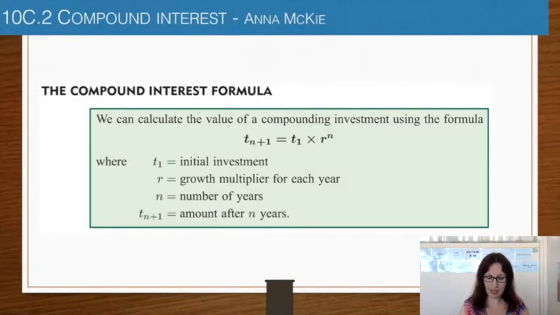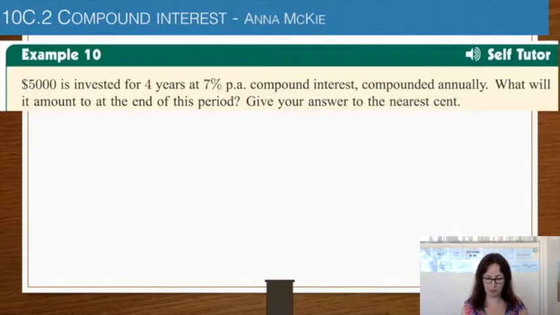Summarising that, we can calculate the value of a compounding investment using the formula here. Either form is fine, the Tn plus 1 form or the Tn form. Both are handy to know. You may use them slightly differently depending on how the question is worded. T1 is our initial investment, where R is the multiplier for each year, so we had 1.1 in the previous section. N is the number of years, and Tn plus 1 is the amount after n years.